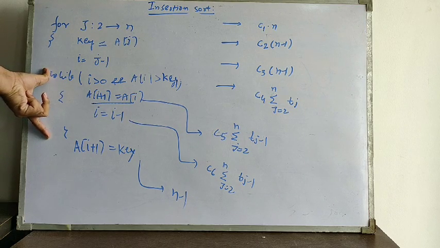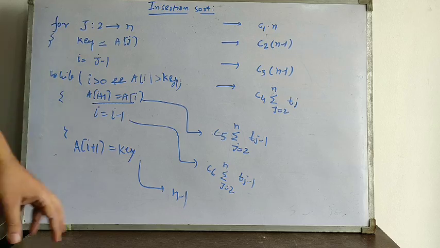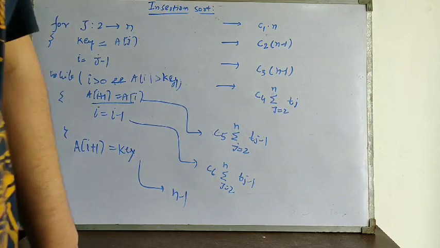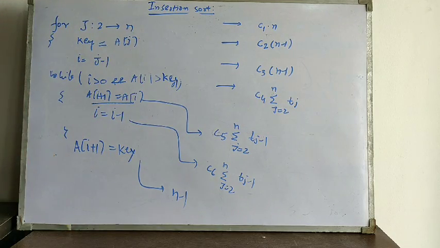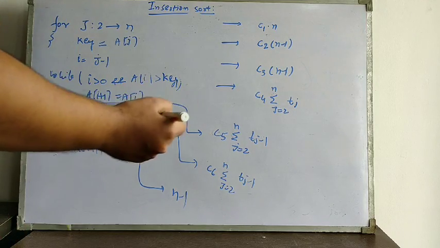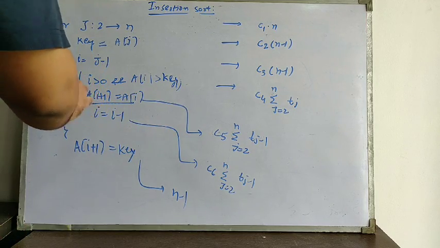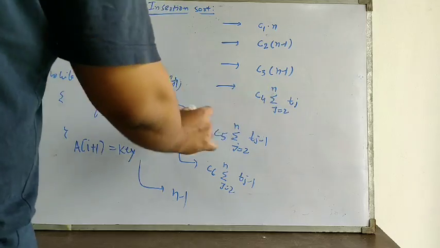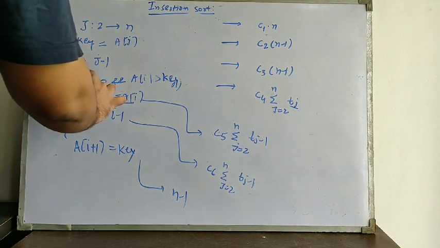Now I am here in this loop. This loop will start from 2 to n, and this will execute 2 to n, and t_j is the complexity for this statement.